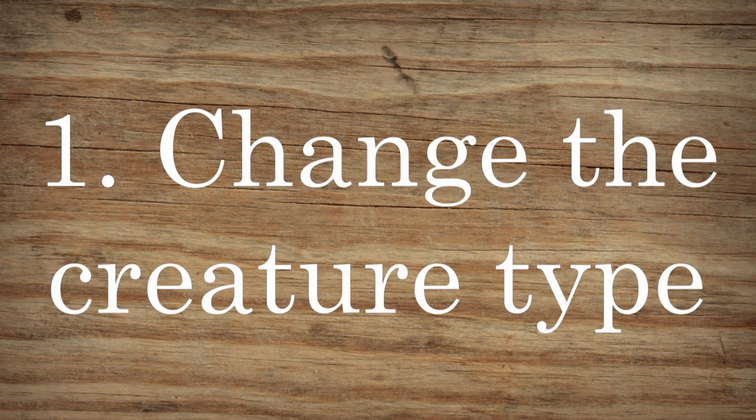So number one, the first thing that you can do that's super easy is to just change the creature type. Every monster has a type. You've got your beasts and your aberrations and your monstrosities. You've got your constructs, your fiends, your undead. They all have a type. So you can just change this to better fit what you have in mind.